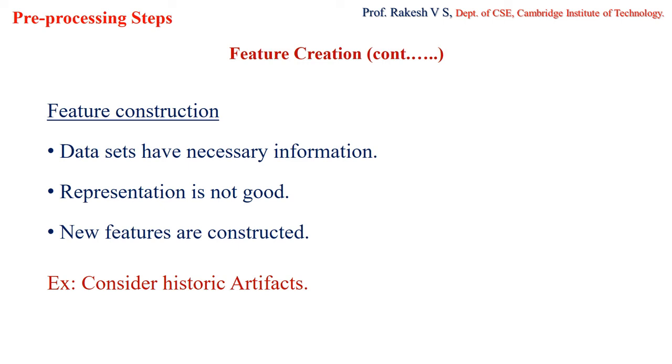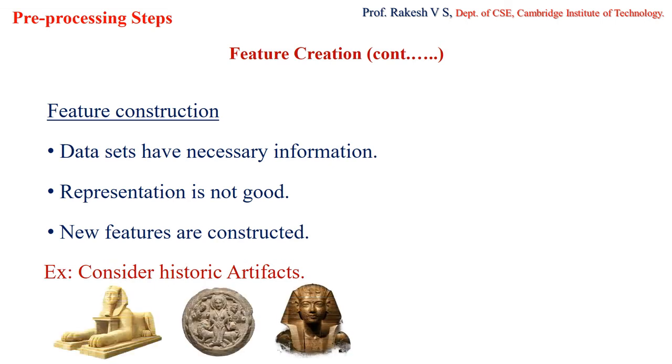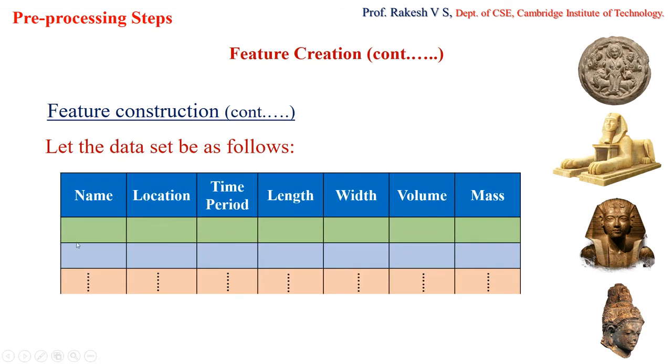Say consider the historic artifacts that are available here. So these are the historic artifacts that are present here. Consider that along with the other features of the artifact, we have data related to mass and also volume given to us. They have given some data set. In this data set, we have the name of the artifact, where it is located, and the time period at which it was built. I also have length, width, volume, and mass.